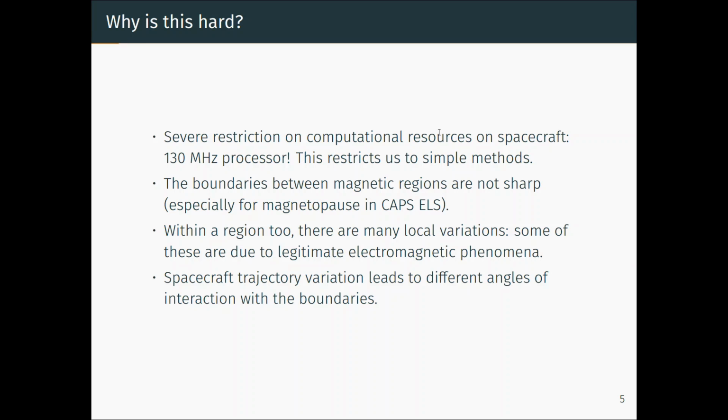Within a region too, there are many local variations. Some of these are caused due to actual electromagnetic phenomena that we do not want to misdetect as a transition. Finally, the variation in the spacecraft trajectory across orbits leads to different angles of interaction with the boundaries.